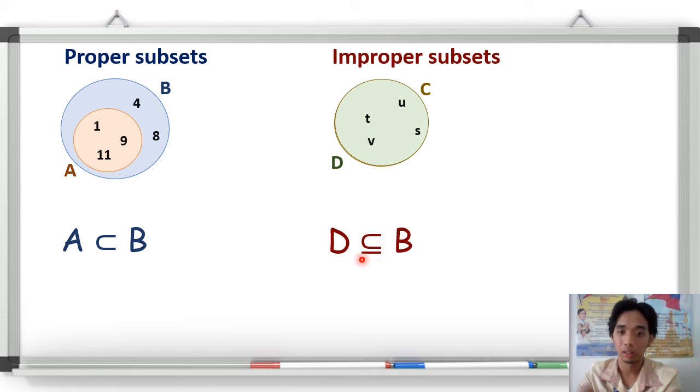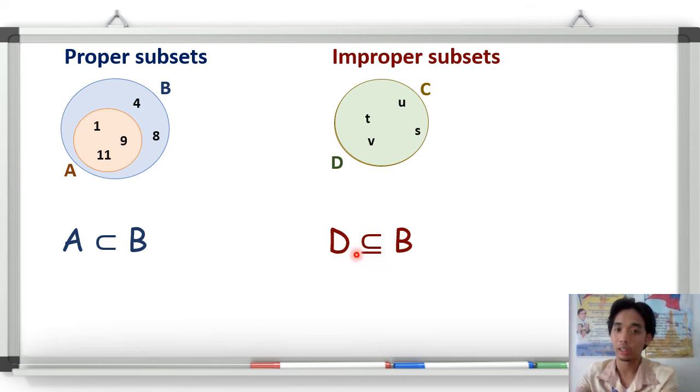Then underline sa baba, it indicates that they are equal. So para tong equal sign yung nasa baba, kaya improper subset kasi equal sila ng elements. And yung denotion niya is this letter U, then underline represent equal sign.